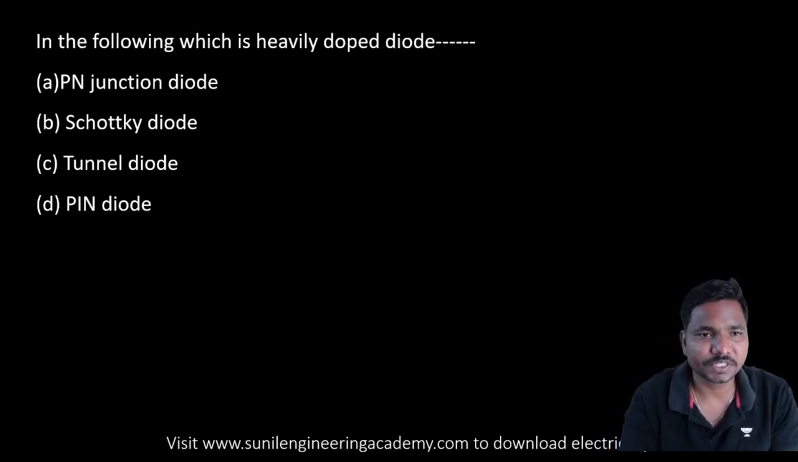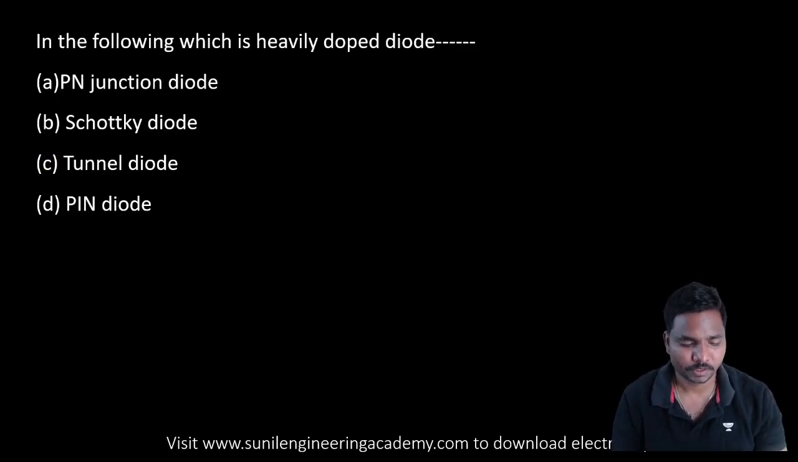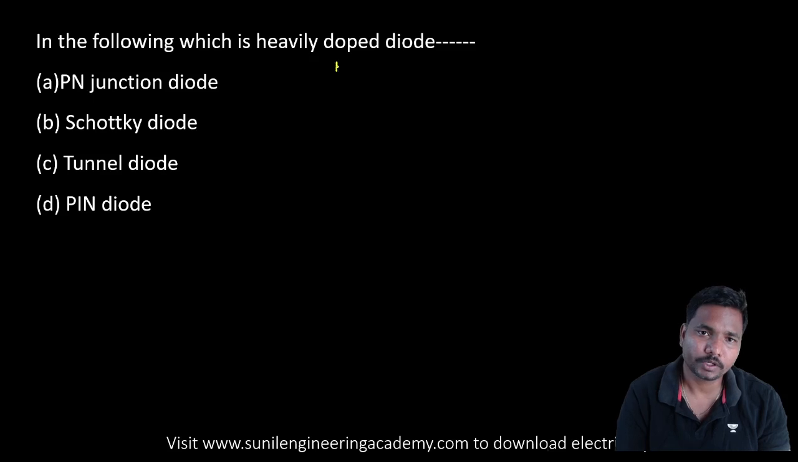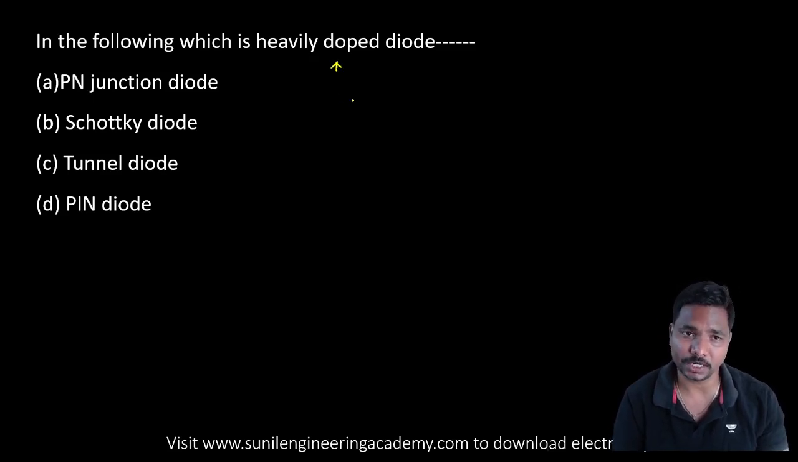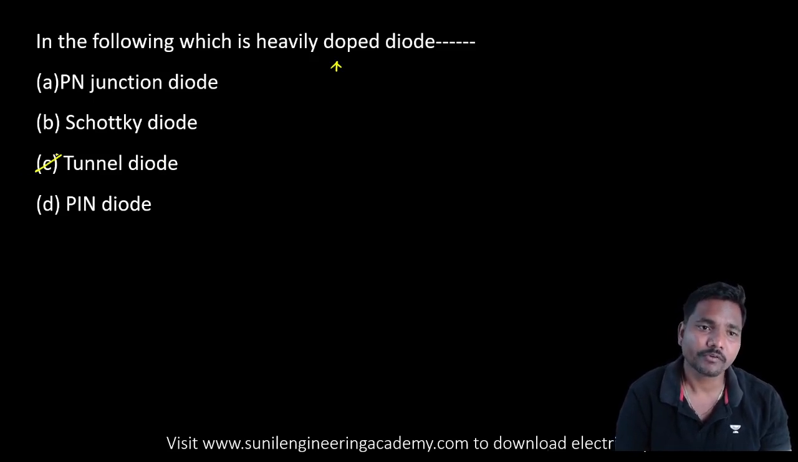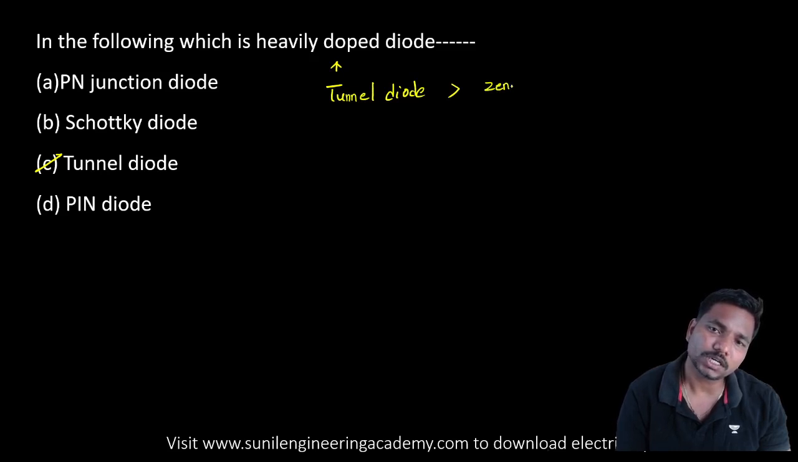Which of the following is a heavily doped diode? Heavily doped diodes are nothing but the tunnel diode and also the GNR diode. Here, tunnel diode is given, so we have to go with the tunnel diode. Tunnel diode is a very heavily doped diode. After that, GNR.